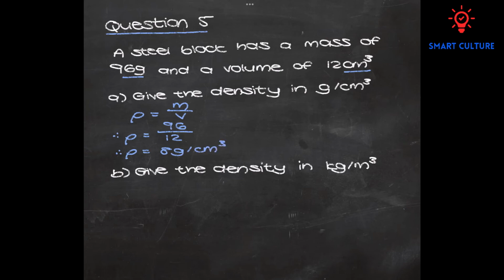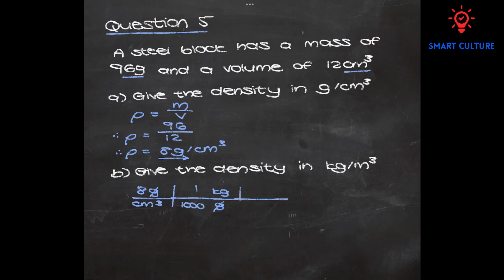Now we need to convert this to kilograms per meter cubed. So I'm going to use the ladder method. We have 8 grams per centimeter cubed, and we need to convert this. So first thing, I'm going to get rid of those grams. So we need to change grams to kilograms. I'm going to put kilograms on top and grams at the bottom so we can cancel that out. And there are 1,000 grams in 1 kilogram.